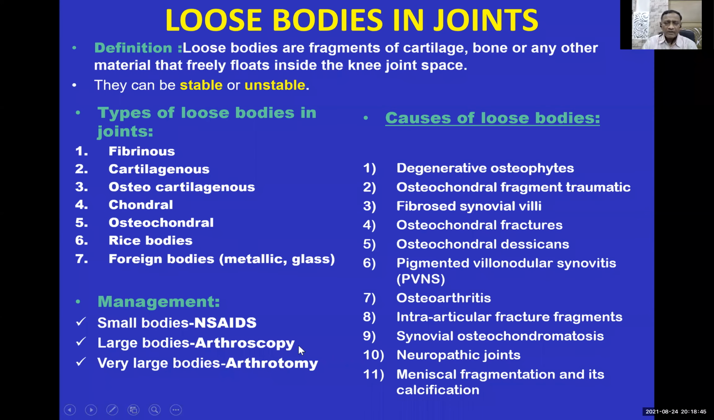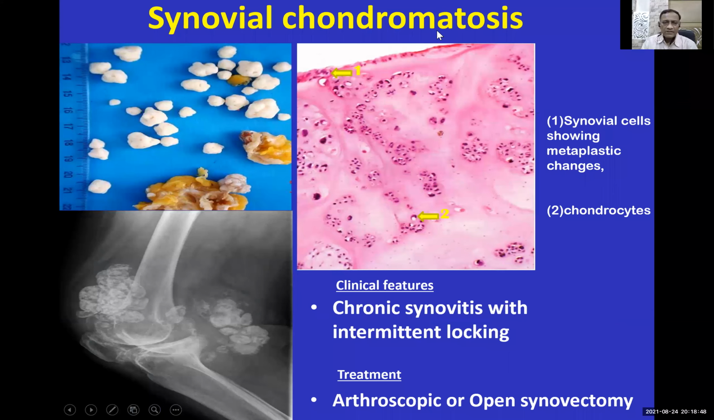This slide is showing synovial chondromatosis. These are the multiple loose bodies with inflamed and thickened synovial membrane. This is the X-ray picture showing the multiple loose bodies. Histopathologically, it shows the synovial cells with metaplastic changes and chondrocytes.